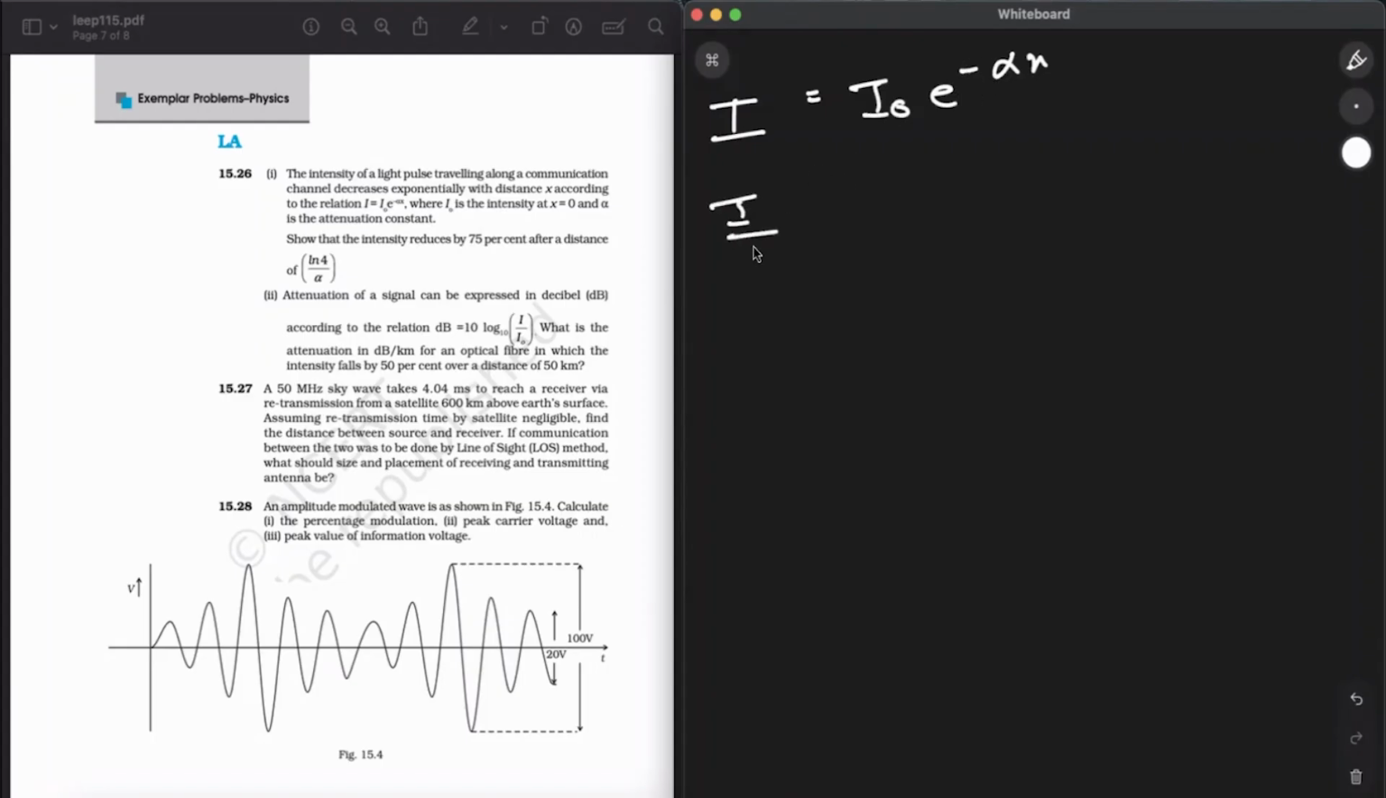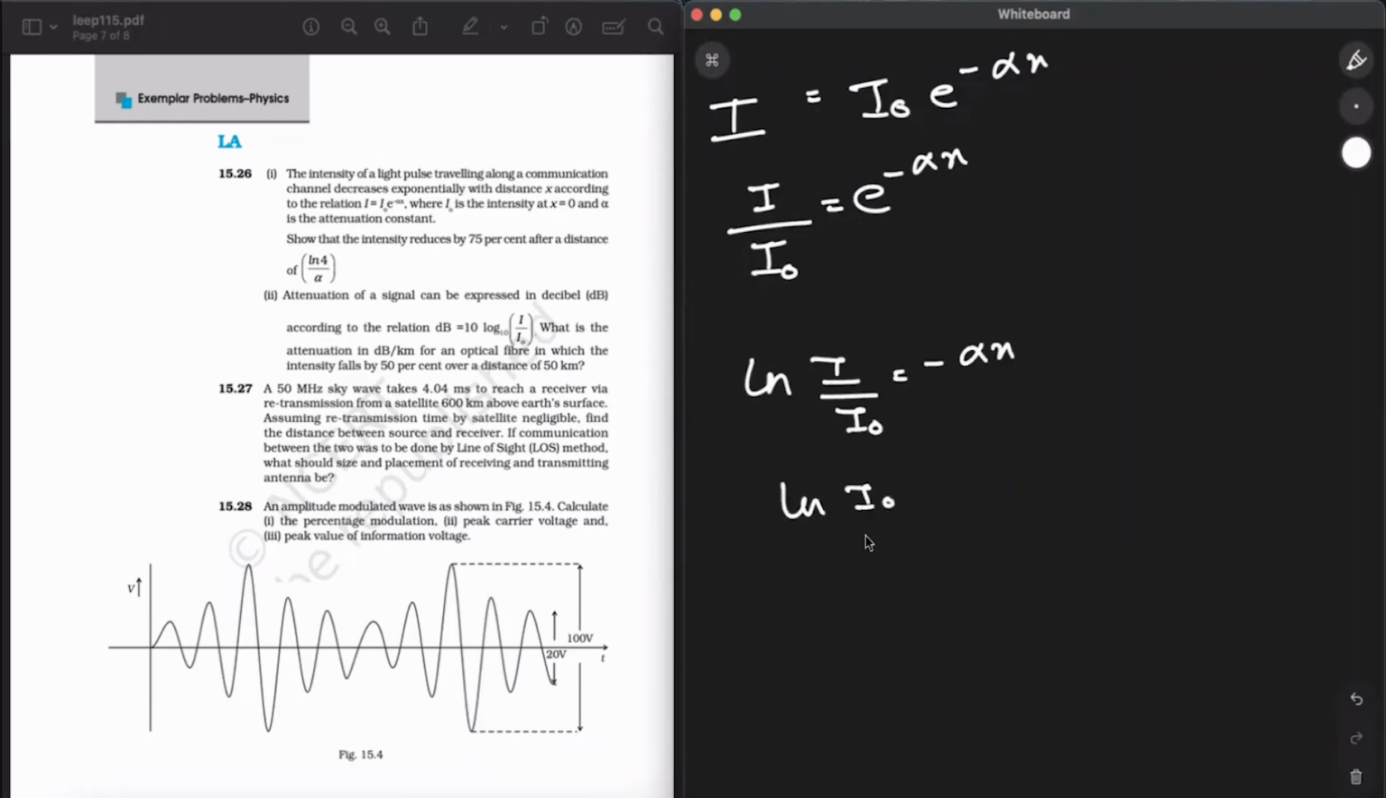Now, I can write it like this: I divided by I naught is equal to e raised to the power of minus alpha x. Now I can take log over here, so I use ln. So ln of I upon I naught is equal to minus alpha x. Then ln of I naught upon I is equal to alpha x.